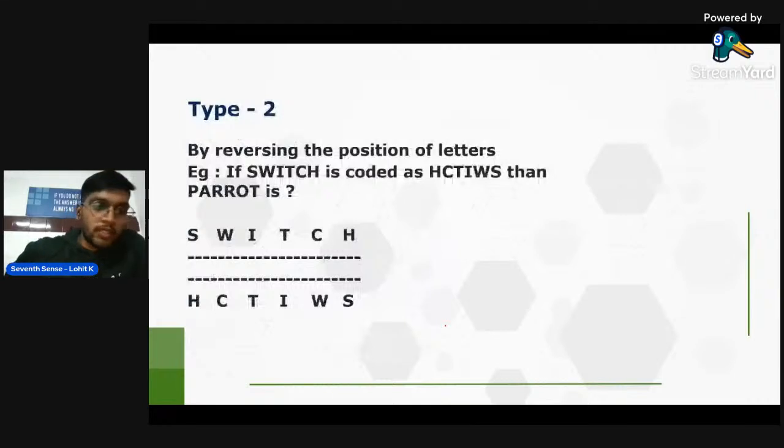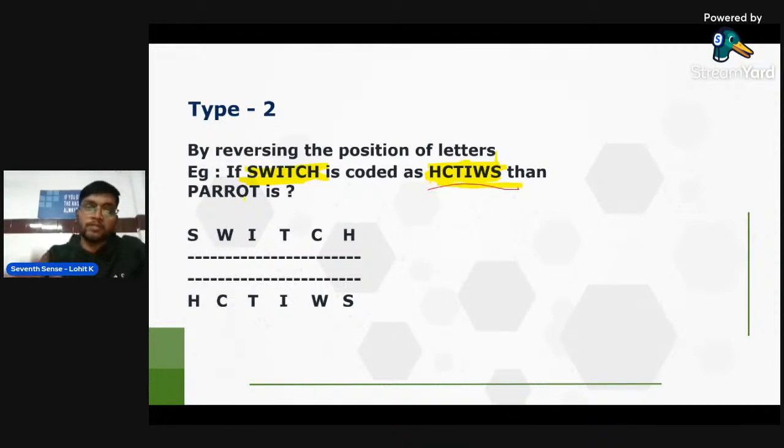As you can see, here they are using the word SWITCH as the original, and they have coded SWITCH as HCTIWS. This is the coded message they have given for SWITCH. Now what you need to do is the same thing for PARROT. Whatever they have done for SWITCH and this coded message, you have to do the same for PARROT.